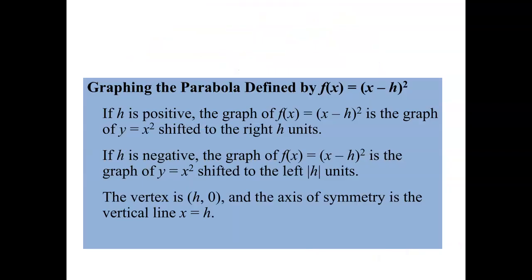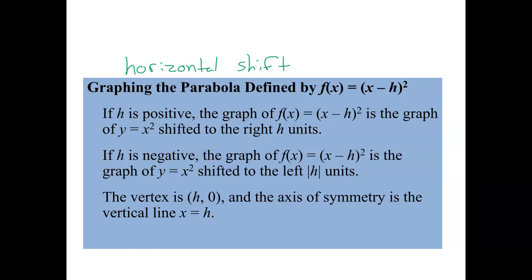The second type of transformation is a horizontal shift. What does horizontal mean? What directions? Left and right. Okay, so horizontal shift means we're moving left and right.